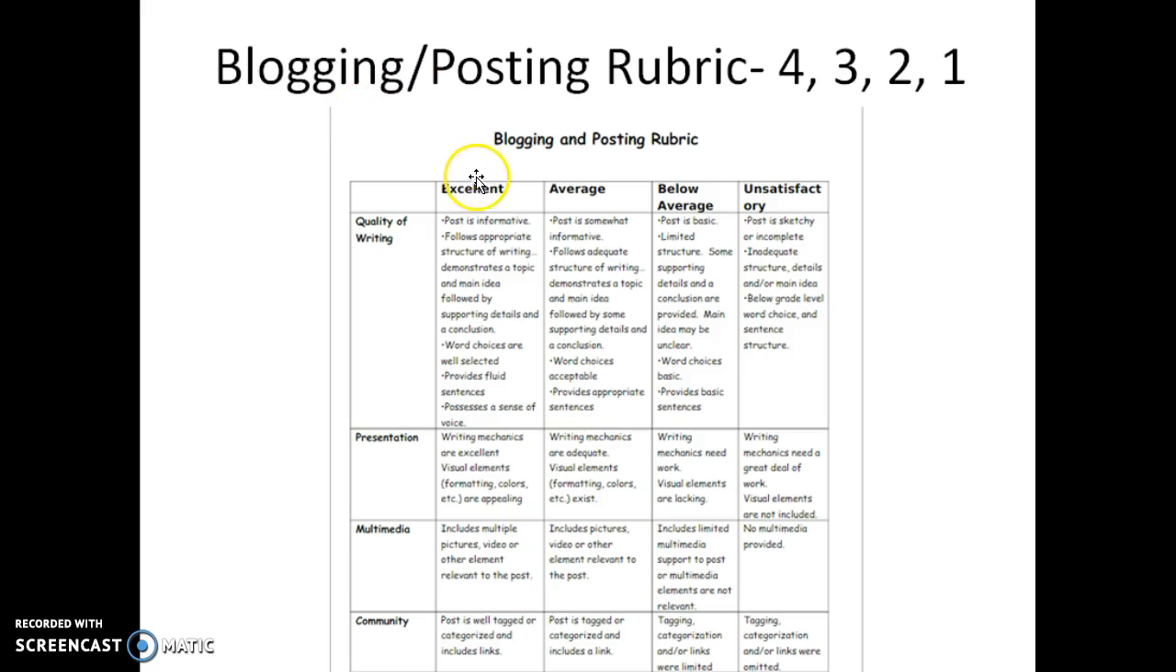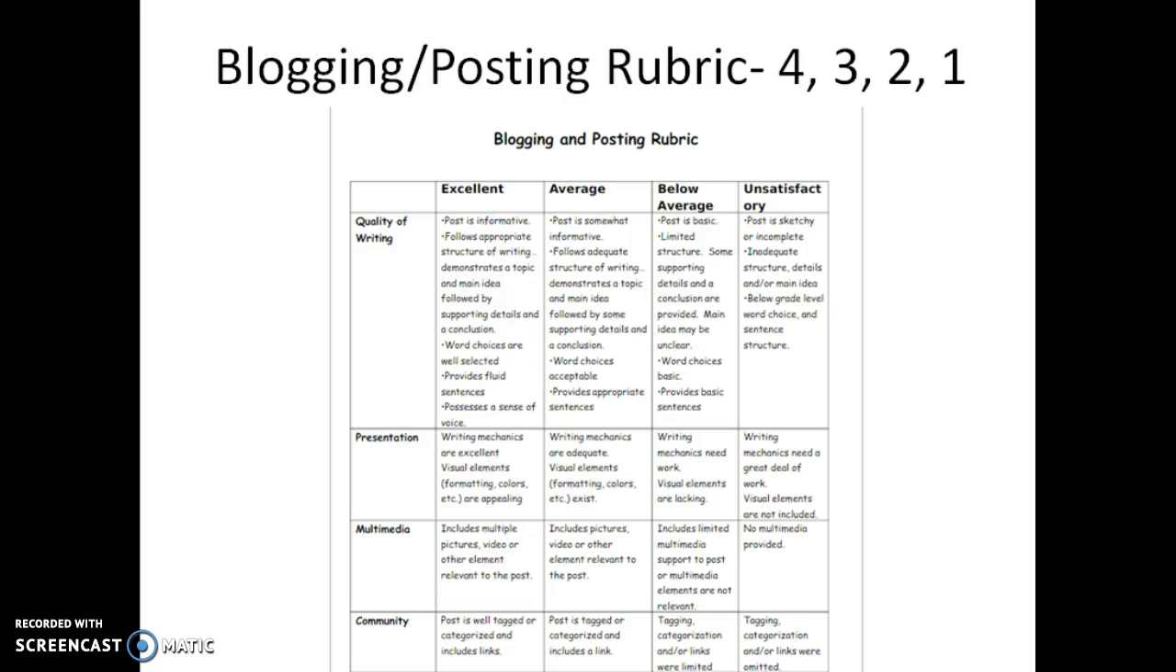In the first section, an excellent was worth 4 points, average 3, below average 2, and an unsatisfactory would be worth 1 point. I made sure to emphasize to students that their blogs could be edited and revised, but that they needed to remember when they were posting to someone else's blog that that information would not be able to be edited by them.